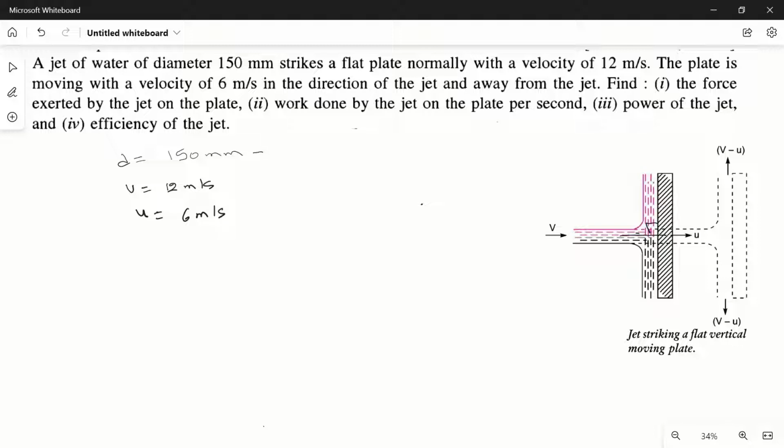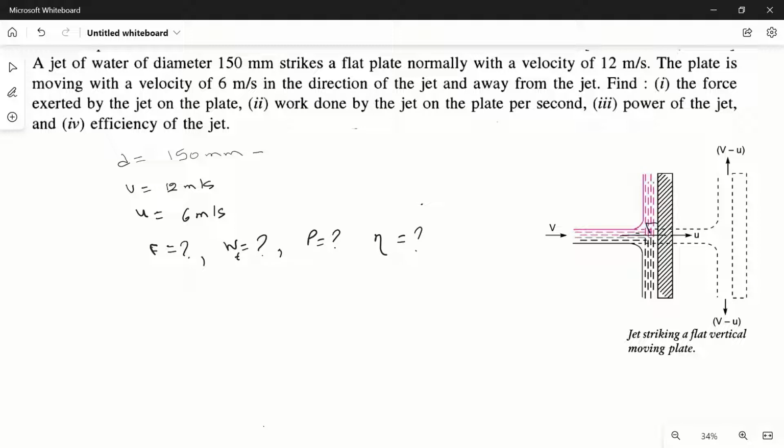The plate is moving in the direction of the jet itself, away from the jet. We have to find the force exerted by the jet on the plate. So we have to find F is equal to what? Work done, W is equal to what, per second? Power of the jet, power is equal to what? And efficiency, η is equal to what?